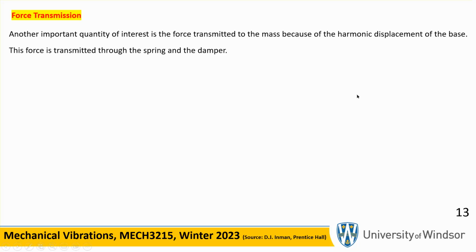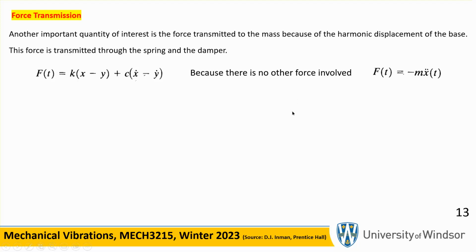Okay, so once again, the force is transmitted through the spring and the damper. So force is equal to K times the amount of stretching plus C times the difference in velocities. Now, because there is no other force, this f of t must be mass times acceleration.